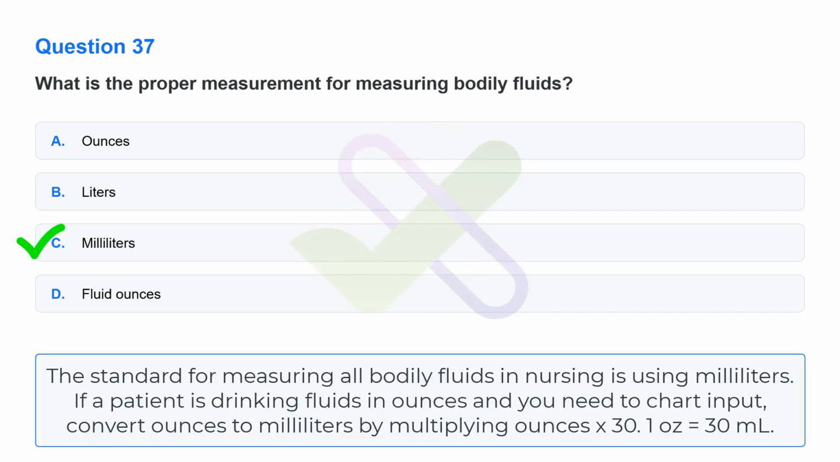Correct answer, C. Milliliters. The standard for measuring all bodily fluids in nursing is using milliliters. If a patient is drinking fluids in ounces and you need to chart input, convert ounces to milliliters by multiplying ounces x 30. 1 ounce equals 30 milliliters.